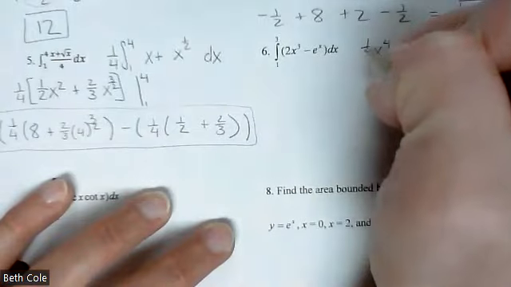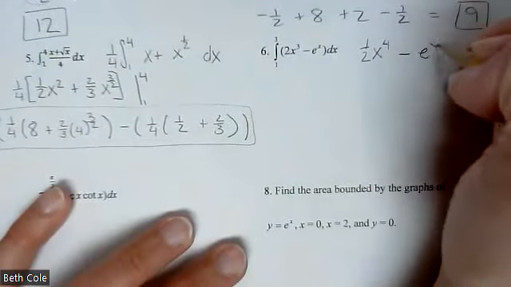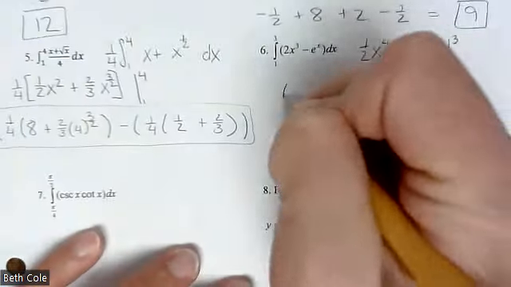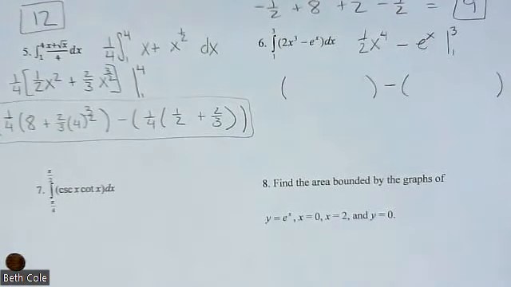1/2, good. Minus antiderivative of e to the x, e to the x, such that 1 to 3. Upper boundary minus lower boundary. Do not be too proud to write that out. Like, just blank parenthesis minus blank parenthesis.